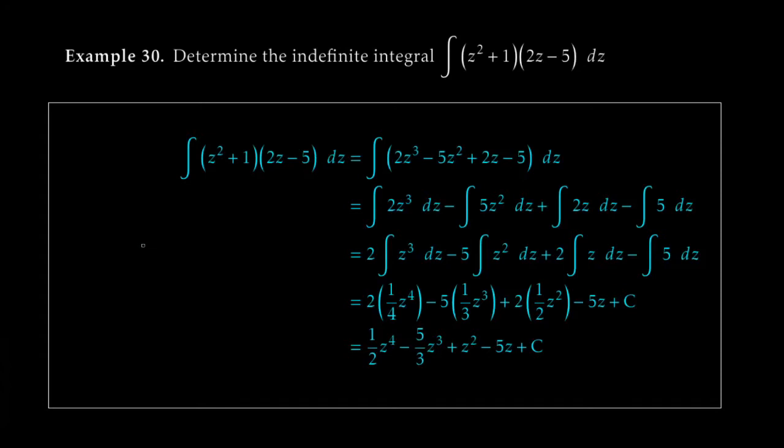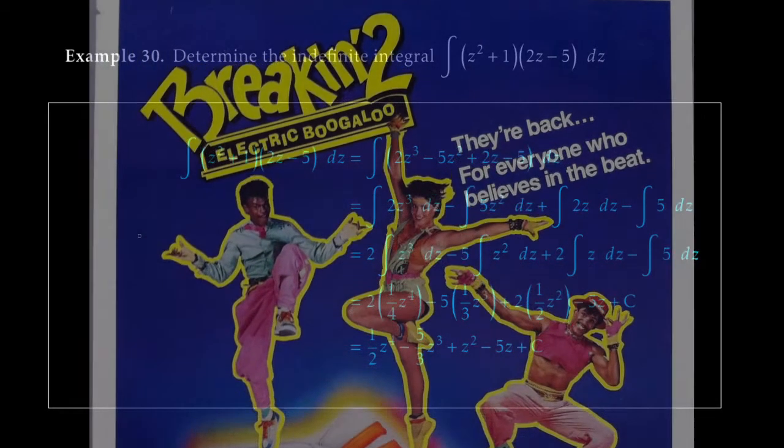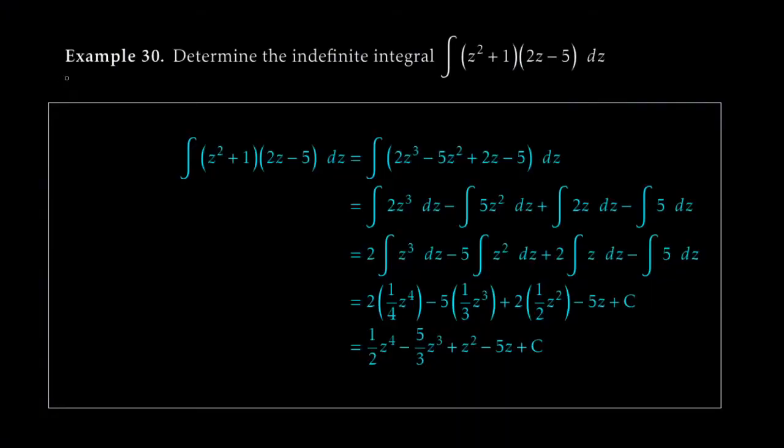Okay, we're back. Indefinite integrals, antiderivatives, round 2, calculus boogaloo. Let's do it. So example 30. Let's determine the indefinite integral of the quantity z squared plus 1 times the quantity 2z minus 5 dz. Oh no, we're using z's instead of x's.